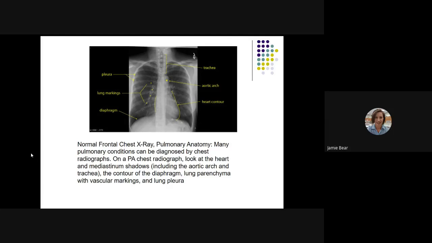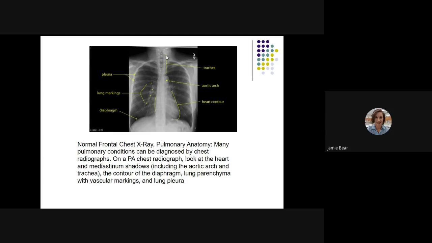So here's another normal frontal chest x-ray. We're looking at pulmonary anatomy. Many pulmonary conditions can be diagnosed by a chest radiograph. On a PA chest radiograph, look at the heart and mediastinum shadows. Once again, this is the PA, posterior to anterior, and you're going to notice the heart is in normal size range. When you do have an AP, anterior posterior, the heart will always appear larger than it is because it's in the photograph first, so it's distorted.